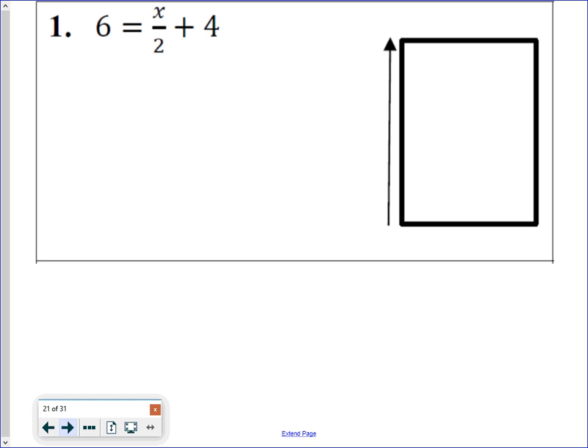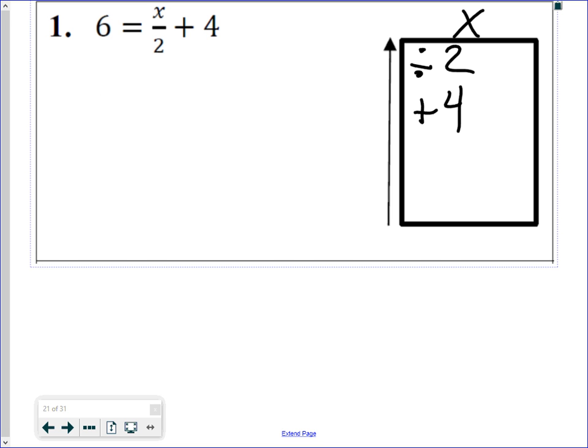So number 1, again, this time we're dealing with x, so I'm going to write x on top of my box there. As we look at this, we have to write down the first thing that's happening to x. So the first thing happening to x here is it is being divided by that 2. Okay? So in our box we write, hey, x is being divided by 2 first. Then x is being added by 4. Good. So adding by 4. That's what's going on with that.